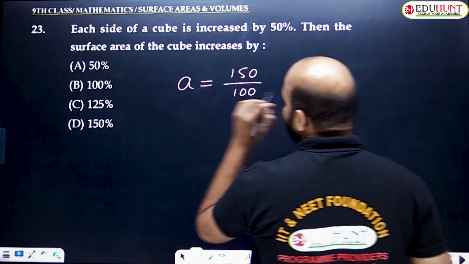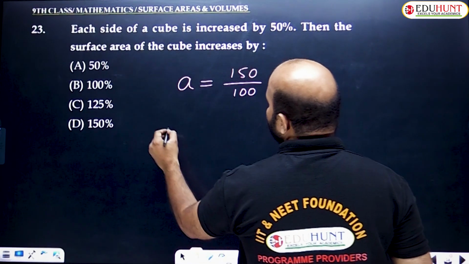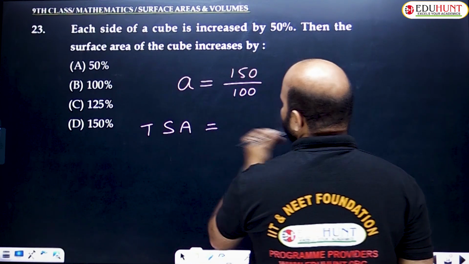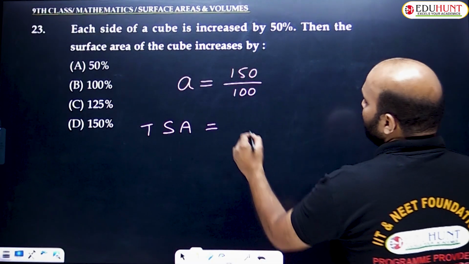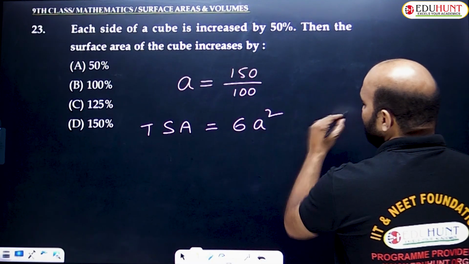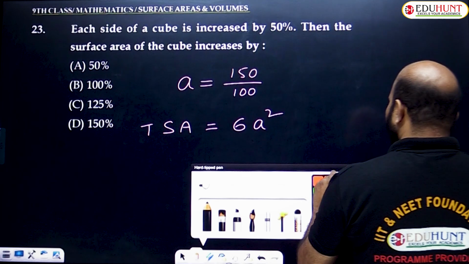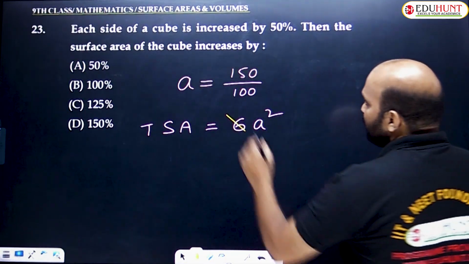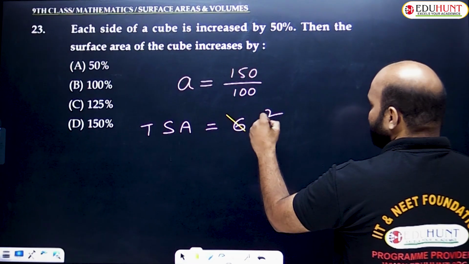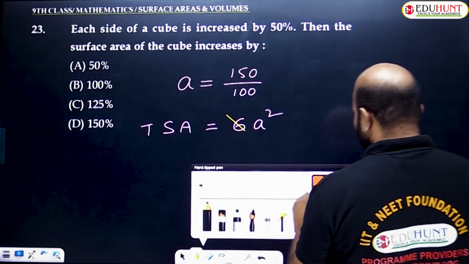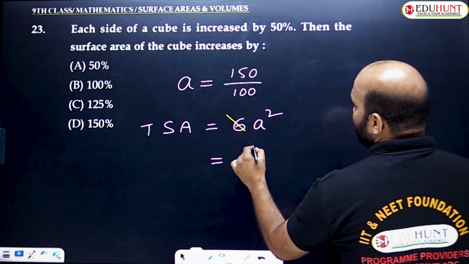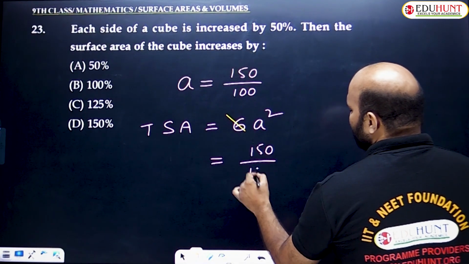But the question I am asking is, its surface area, how much does it increase? Total surface area of a cube equals 6a square. But here 6 is a constant. If it is asking percentage changes, the constant values are eliminated first. So how much the side changes is the required answer. So a square is nothing but 150 by 100 into 150 by 100.